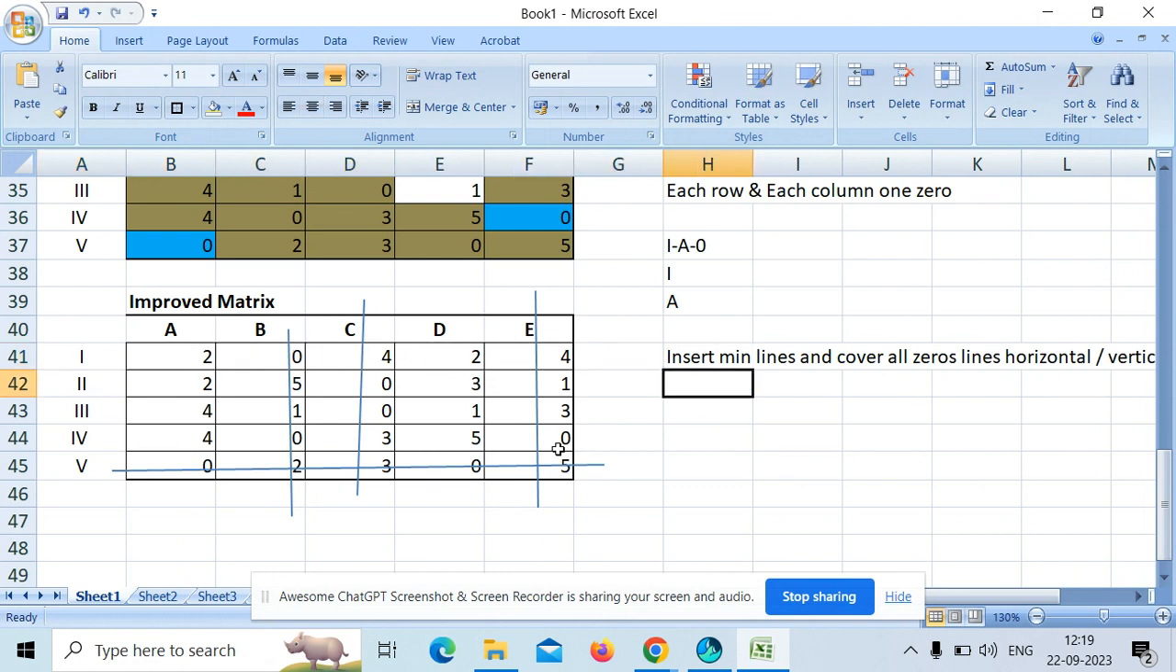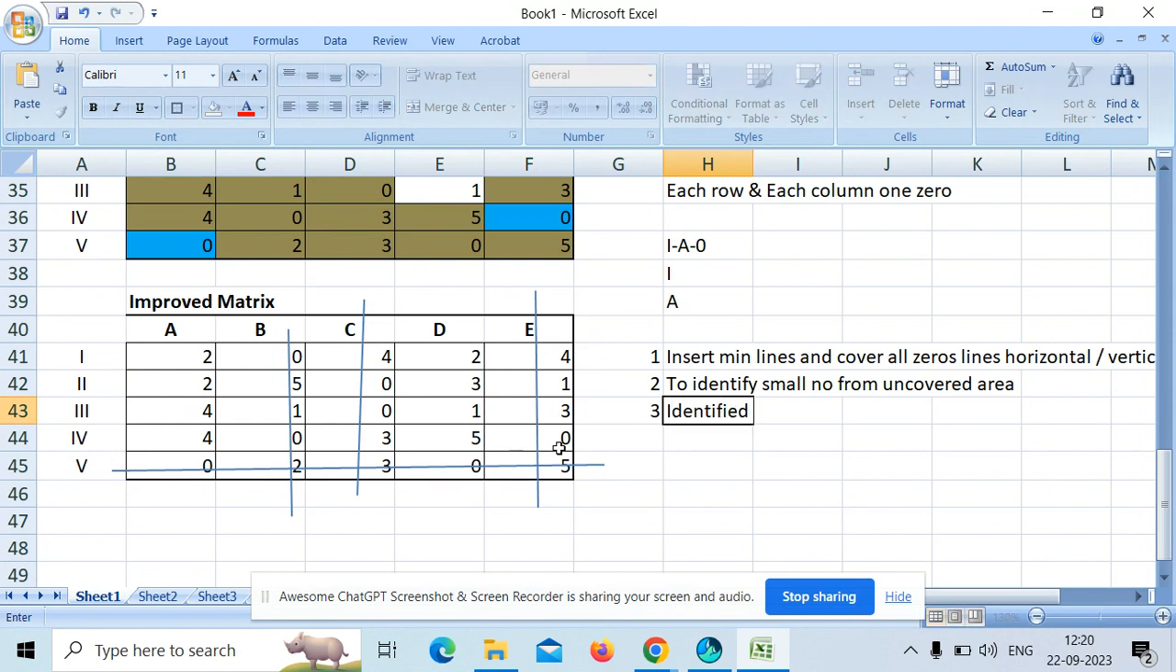Now second one. Okay, fine. Now second point. The second rule is to identify the smallest number from the uncovered area. To identify the smallest number from the uncovered area. That is your second point. This is your first point. This is your second point. Your third point.